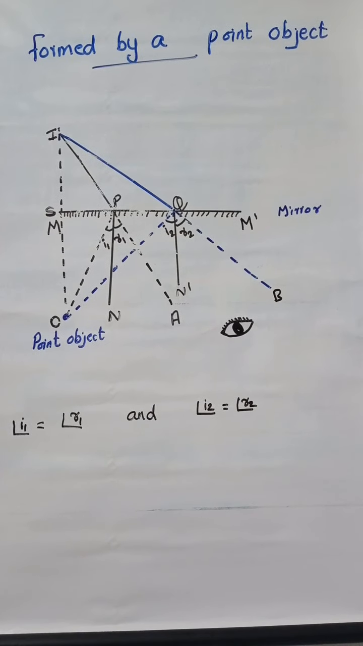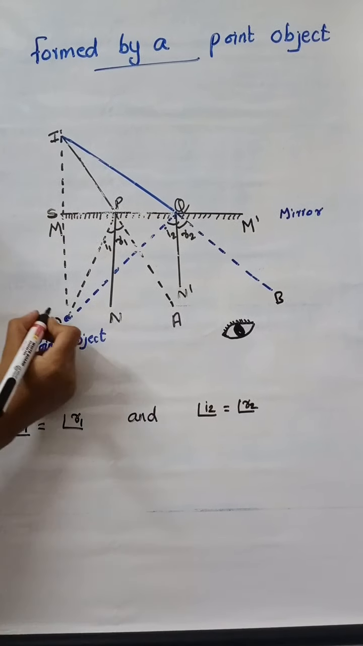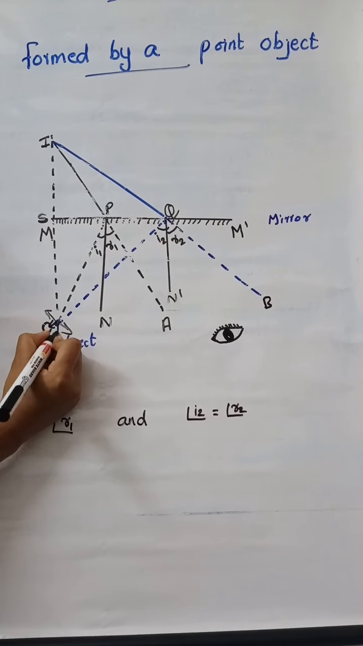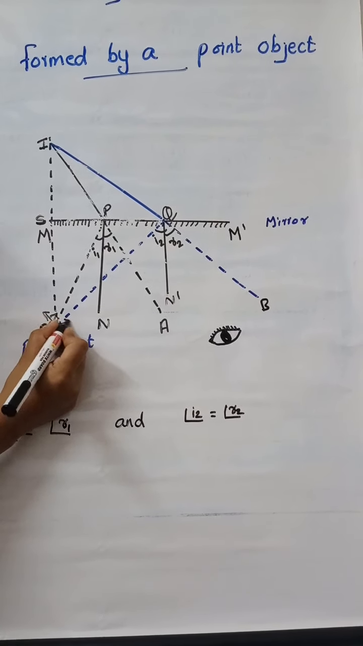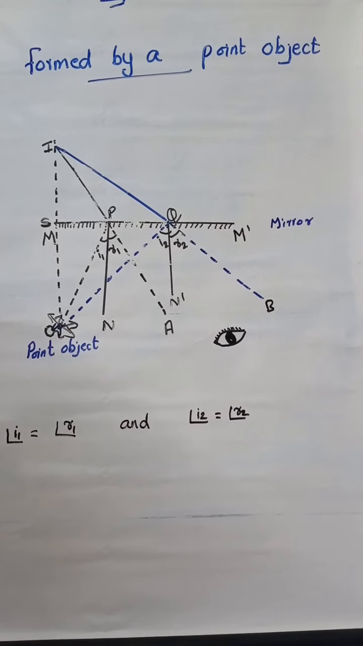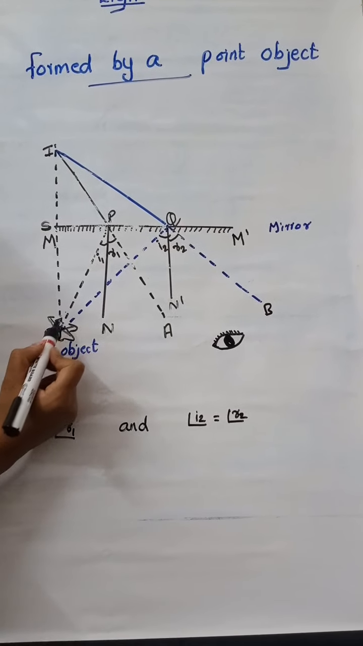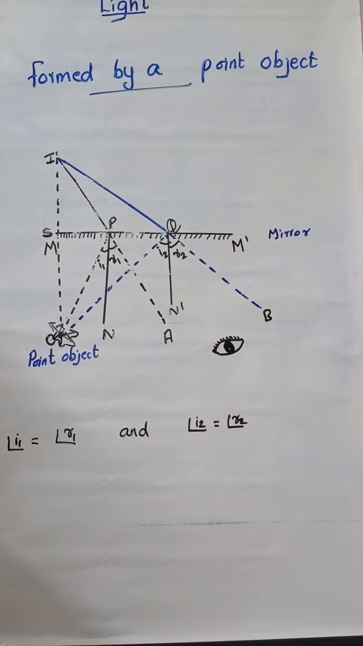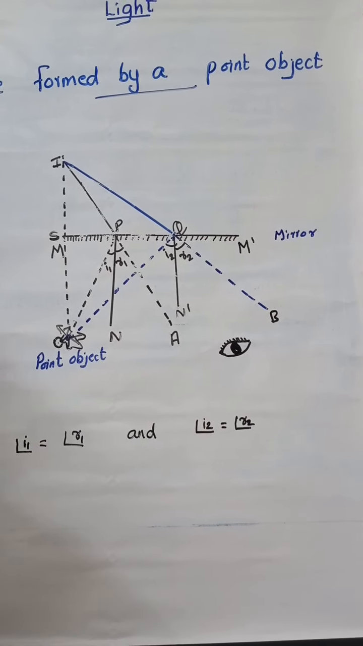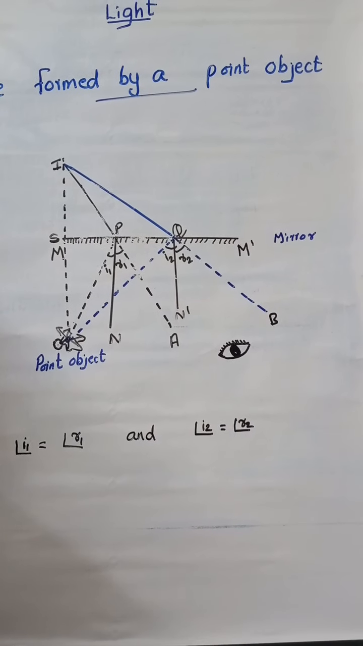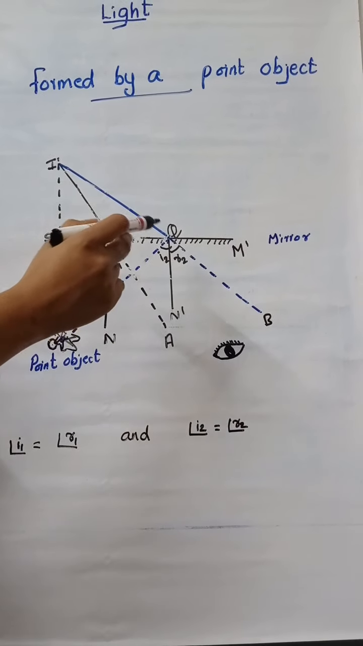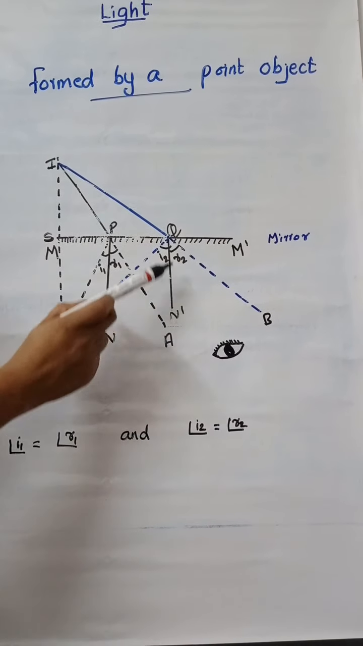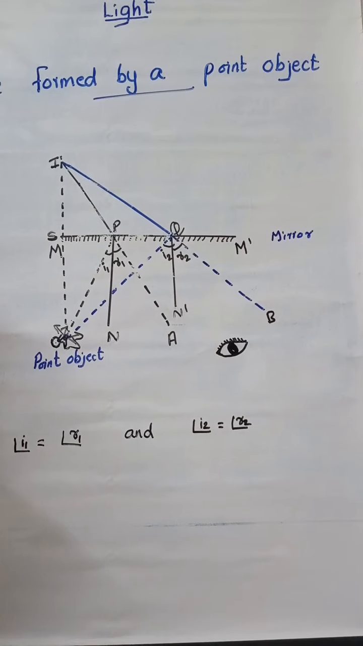The rays of light travel out in all directions from the point object. So this is the point object, and the rays of light will be moving in all directions. Here we have considered only two rays, one is OP and another one is OQ. Among the many rays of light emerging from the point source, we have considered these two rays OP and OQ. Let these two rays be reflecting along PA and QB respectively.